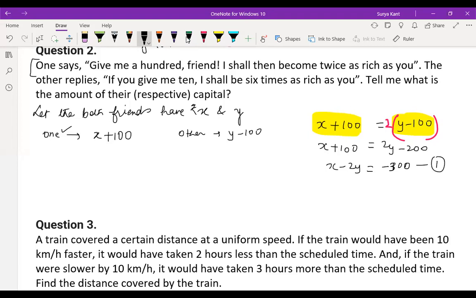Now, second equation. The other implies that if you give me 10, I shall be 6 times as rich as you. Ulta now, if x minus 10 you write, this is the second case. I'll just write here. This is the first case. This is the second case.